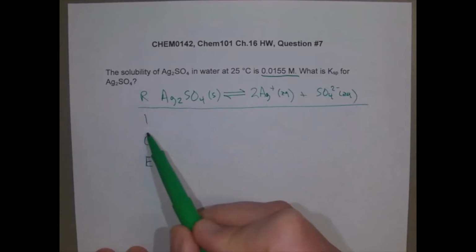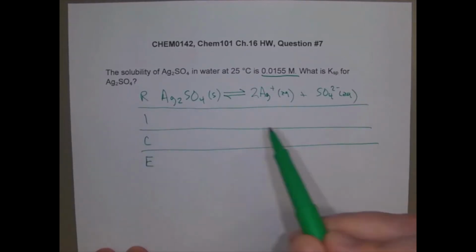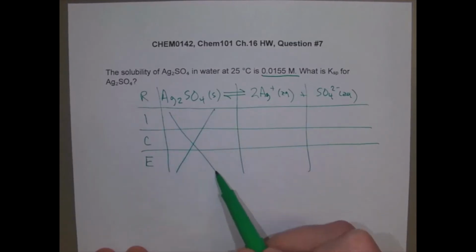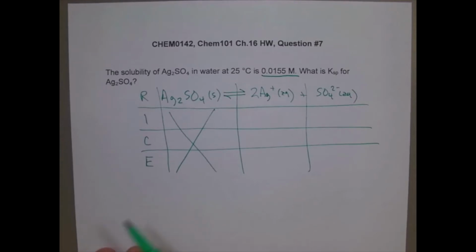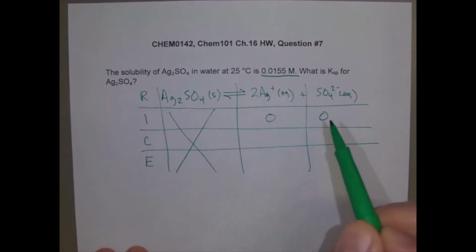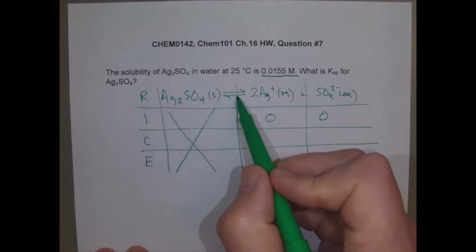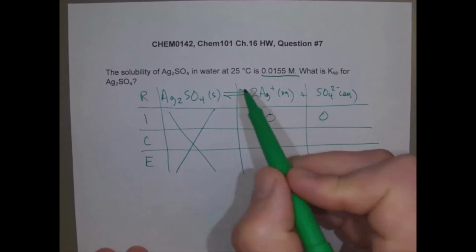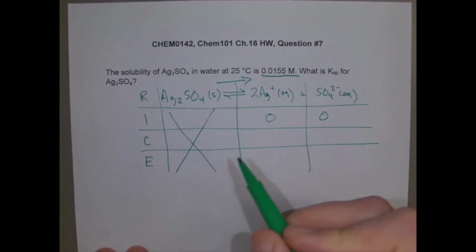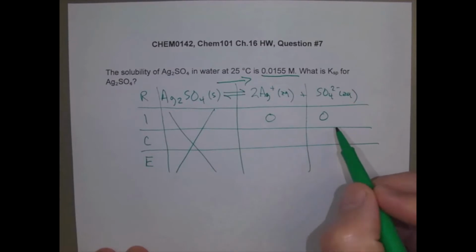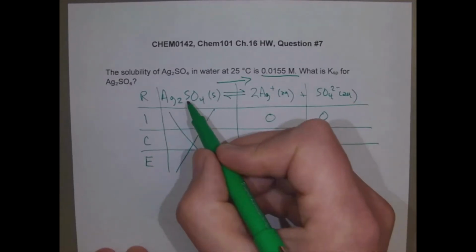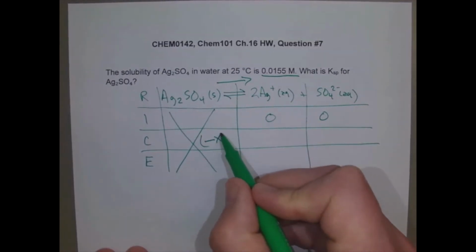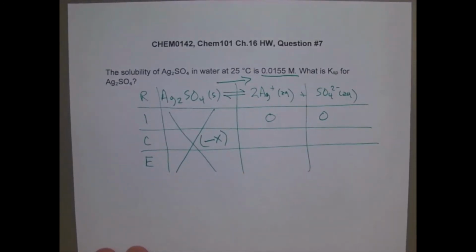So we'll make our rows, and we'll make our columns. And because this is a solid, I'm just going to leave it out of the calculation. All right. Initially we're going to start off with 0 amount of these 2 ions, but we know that because this is a reversible reaction and we're at equilibrium, it's not going to stay that way. There is going to be a shift to the right, so we're going to produce some of the silver ions and some of the sulfate ions, okay? And we're going to get those from this solid dissolving. So we're going to lose, let's say, X amount of that silver sulfate.